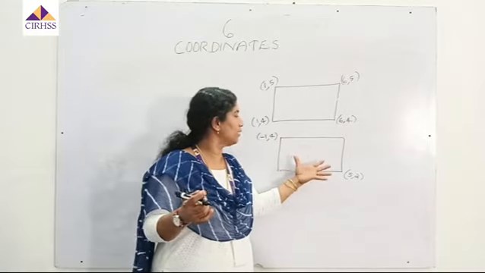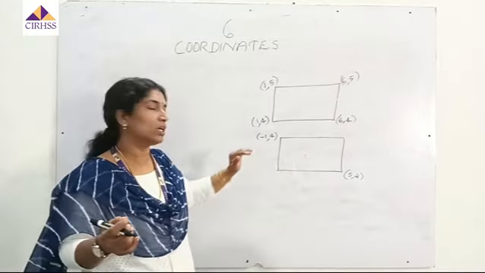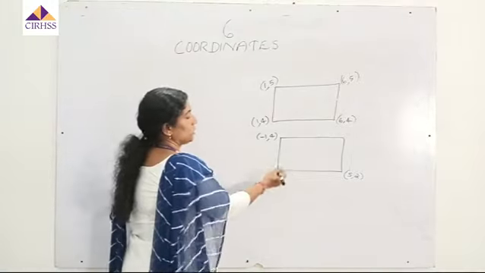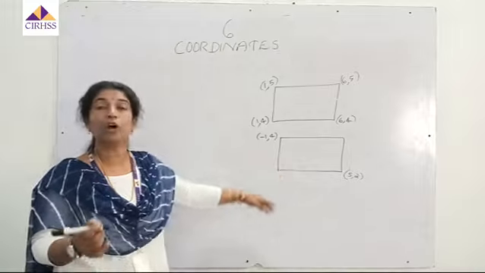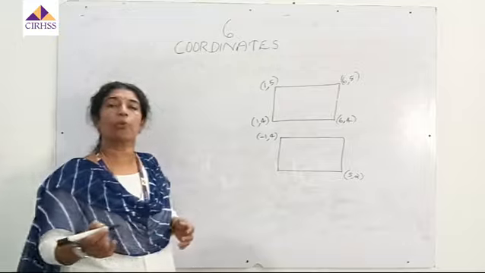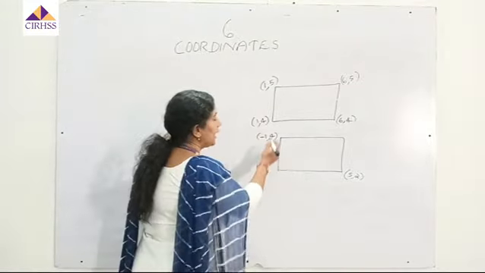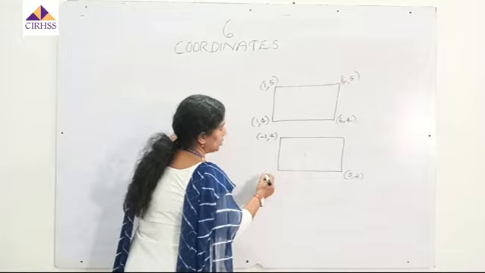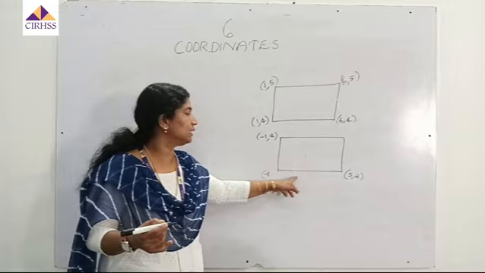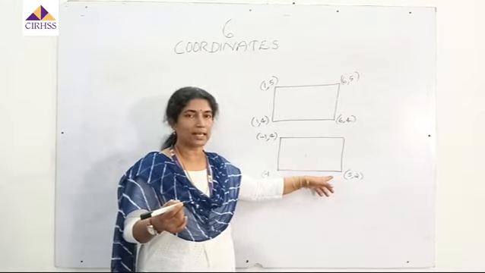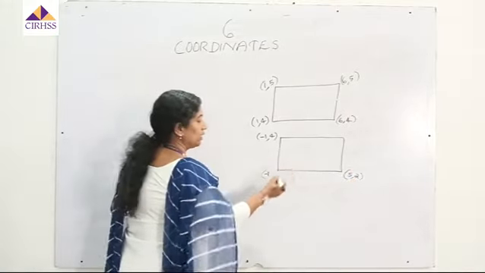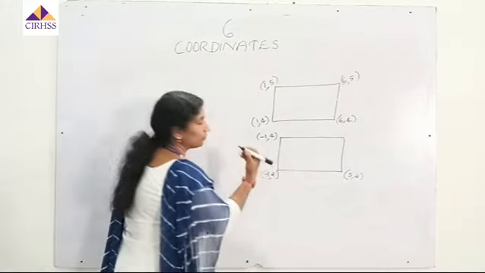Similarly, we can find the other two vertices of this rectangle. First, we have to find this vertex. How to find the vertex? First, this line is parallel to the y-axis, so the x coordinates are equal, that is we get -1. Then this line is parallel to the x-axis, so the y coordinates are equal. That is (-1, 2). Okay.